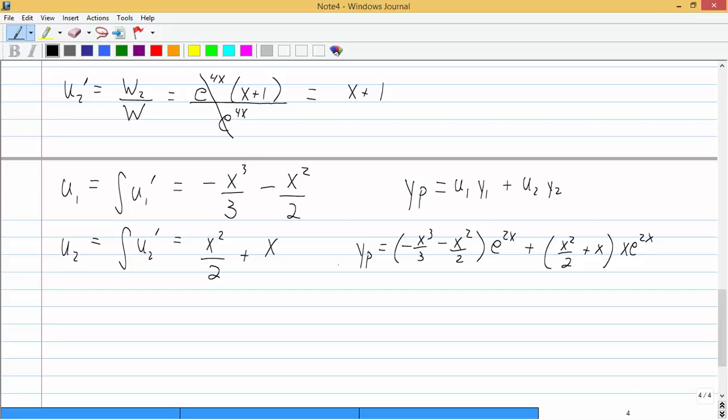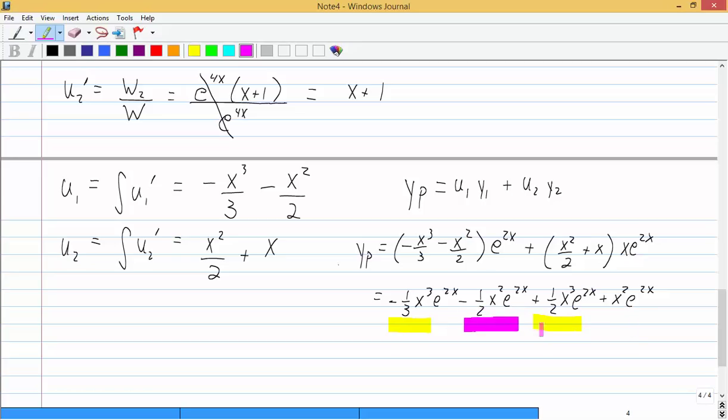So once you write down that product of u sub 1 y sub 1 and u sub 2 y sub 2, you need to multiply it out and see if you have any like terms. So that's going to be negative 1/3 x cubed e to the 2x minus 1/2 x squared e to the 2x plus, this is going to be 1/2 x cubed e to the 2x, right, because we have an x on the outside, and then that's going to be plus x squared e to the 2x. And now you can see we do have like terms. This term and this term are like terms, and this term and this term are like terms.